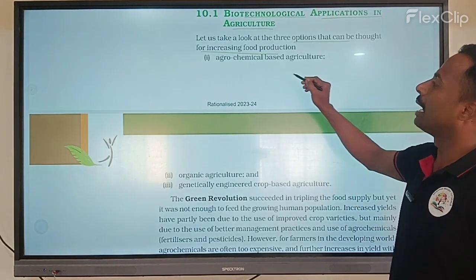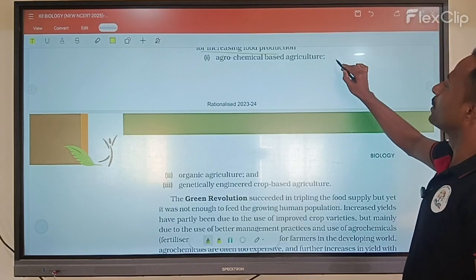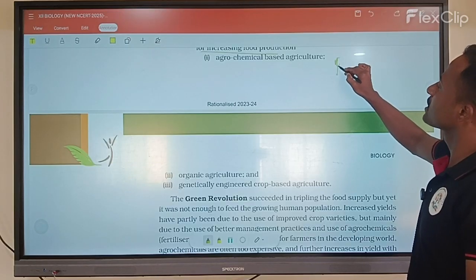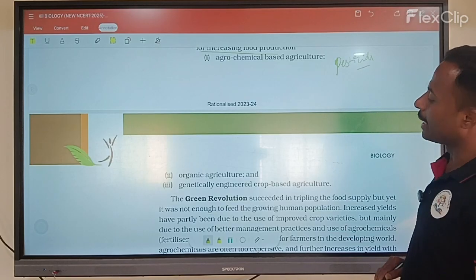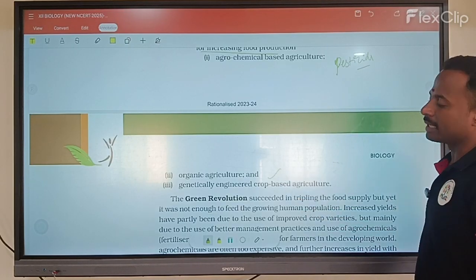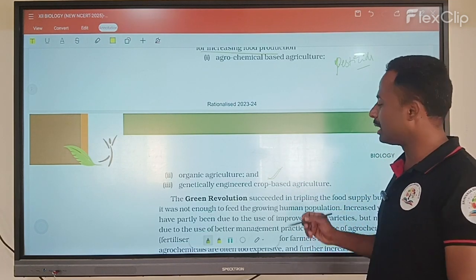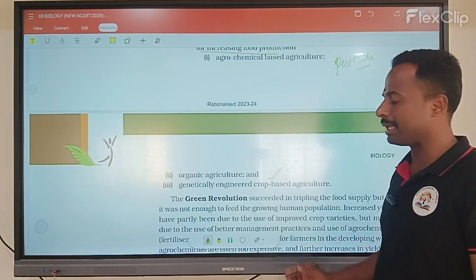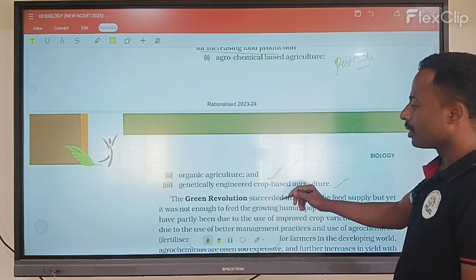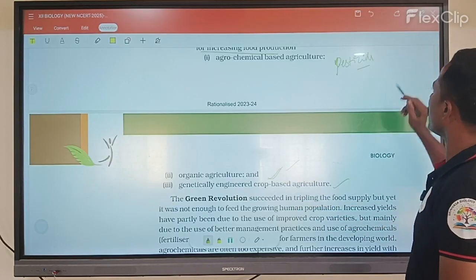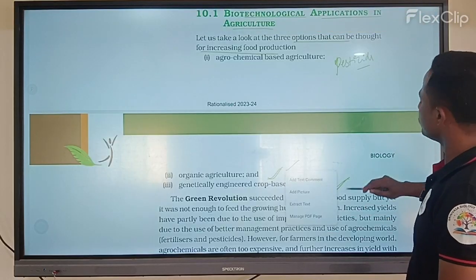The first one is agrochemical-based agriculture, meaning we are using agrochemicals, like pesticides. Mostly we are using pesticides. And the second one is organic agriculture. Here, in organic agriculture, only a small amount of crops are developed. And the third one is genetically modified or genetically engineered crop-based agriculture. Here mostly we are using this one only.